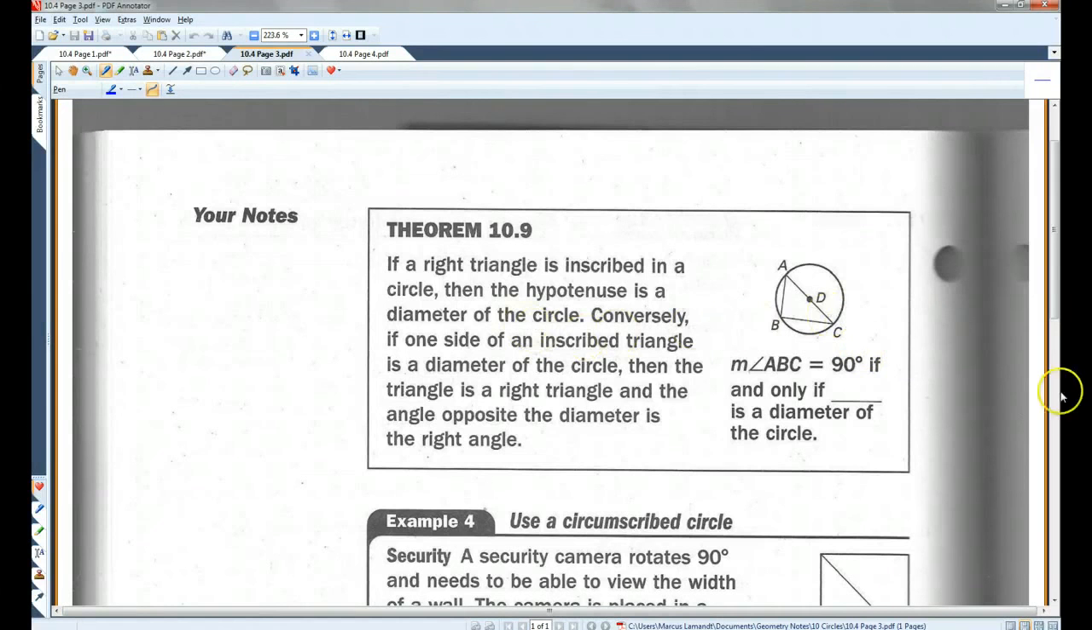Alright, theorem 10.9. If a right angle is inscribed in a circle, then the hypotenuse is a diameter of the circle. Okay, so anytime you have a right triangle, the hypotenuse will be a diameter automatically. Conversely, if one side of an inscribed triangle is a diameter of the circle, then the triangle is a right triangle and the angle opposite the diameter is a right angle. So if you have a diameter, and that diameter is one side of the triangle, it's automatically a right triangle. Okay? So the measure of angle ABC is 90 degrees if and only if AC is the diameter of the circle.